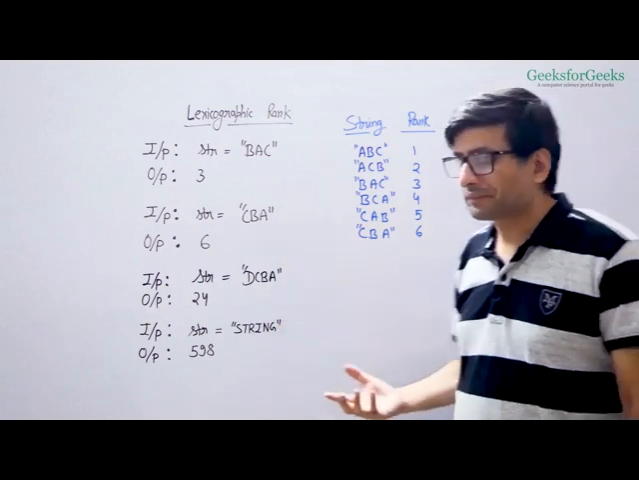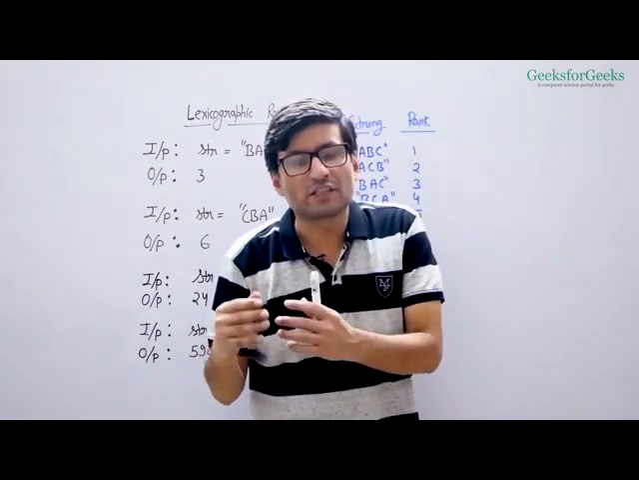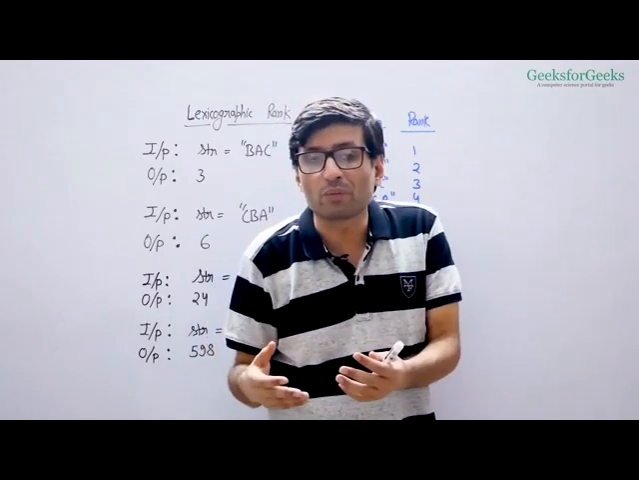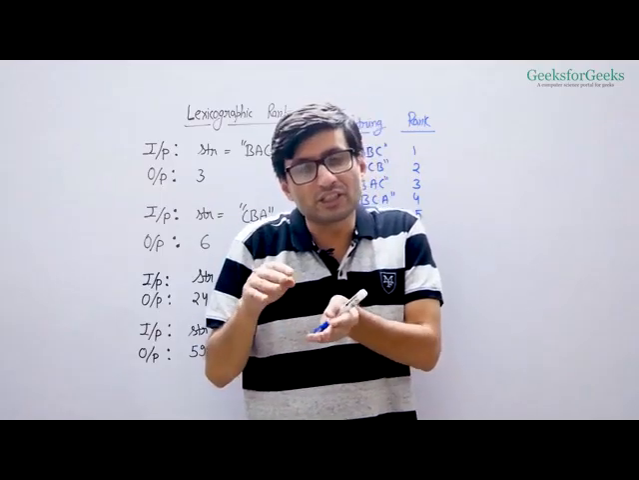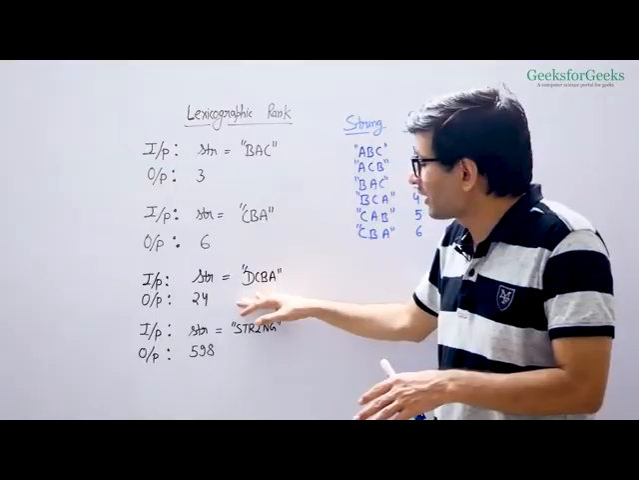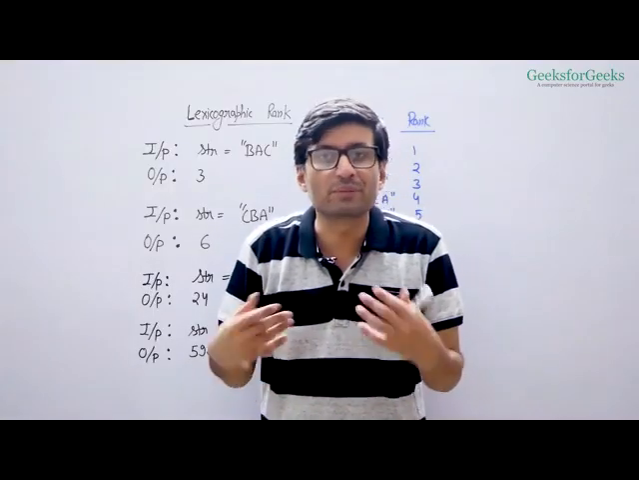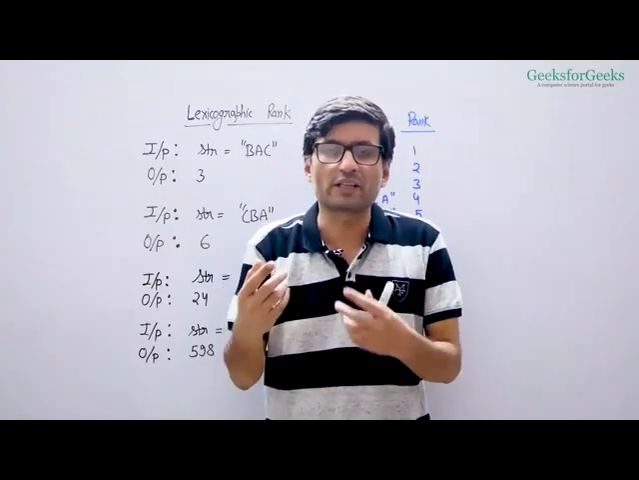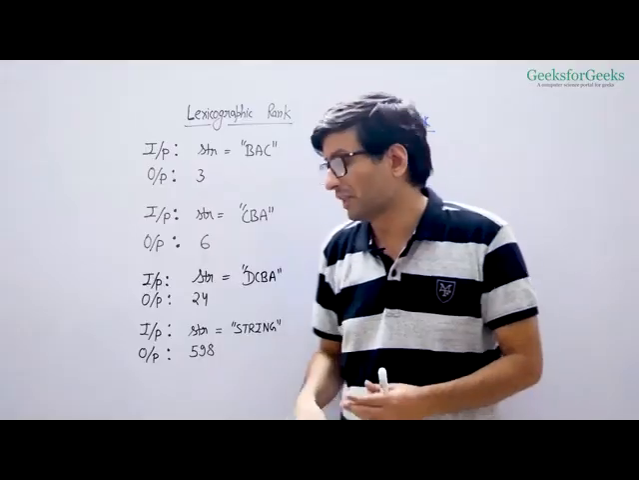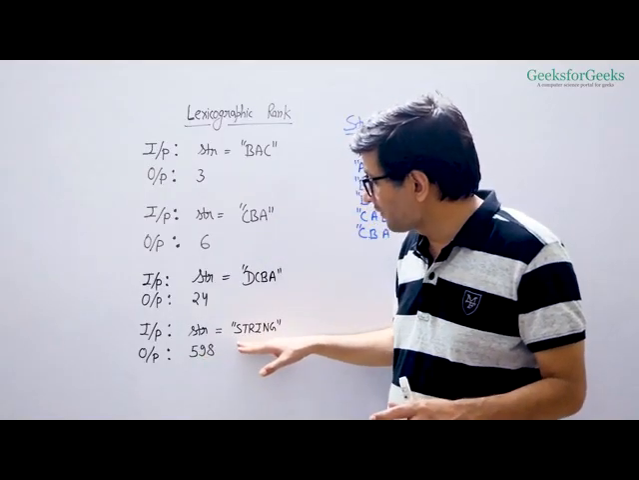Now DCBA. If you see DCBA, it contains 4 characters and there are factorial 4 permutations, 24 permutations, and DCBA is going to be the last string in these permutations, right? So the lexicographic rank of DCBA is 24. Now what will be the lexicographic rank of ABCD? It's going to be 1, right? Among all the 24 permutations, ABCD is going to be at the first position.